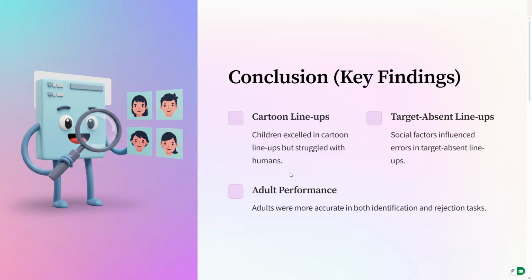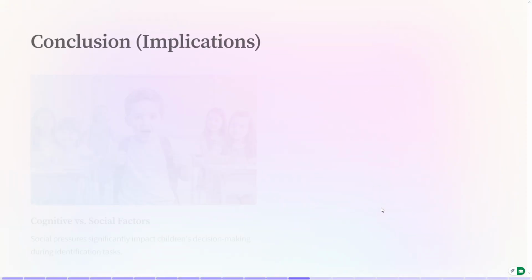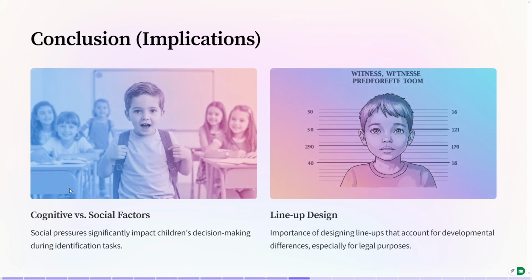Adult performance: adults were more accurate in both identification and rejection tasks. Children performed worse in the rejection task. Adults did better, so they were more accurate than children. Cognitive and social factors: social pressures significantly impact children's decision making during identification tasks. Lineup design: it is important to design lineups that account for developmental differences, especially for legal purposes.